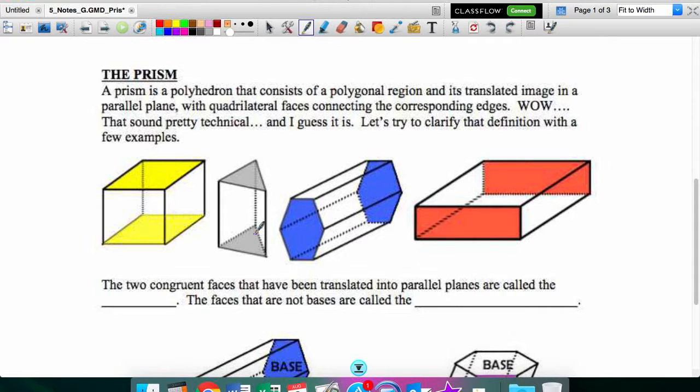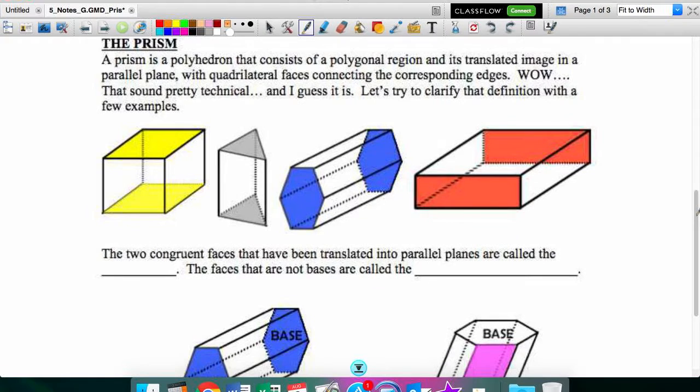In gray, we have a triangular prism, where the two gray triangles are going to be our opposite parallel faces. In our next picture in blue, we have a hexagonal prism because we have two matching parallel hexagons and rectangles which connect them. And then we have a rectangular prism because our two matching parallel faces are the shapes of rectangles. Once again, with rectangles connecting those parallel faces.